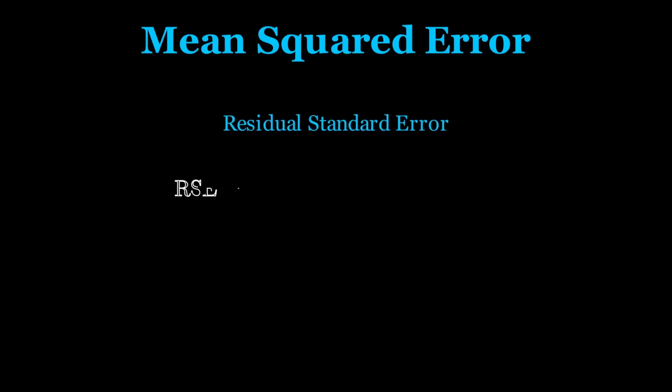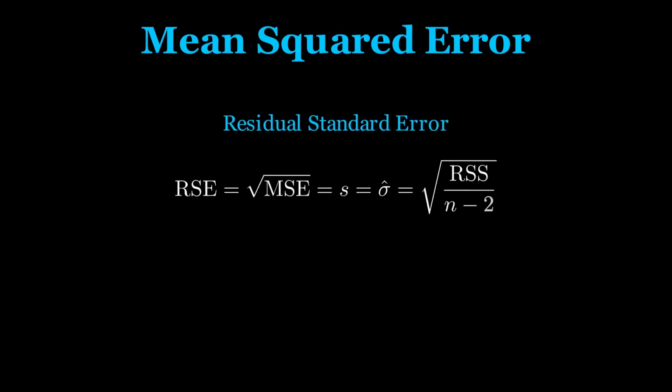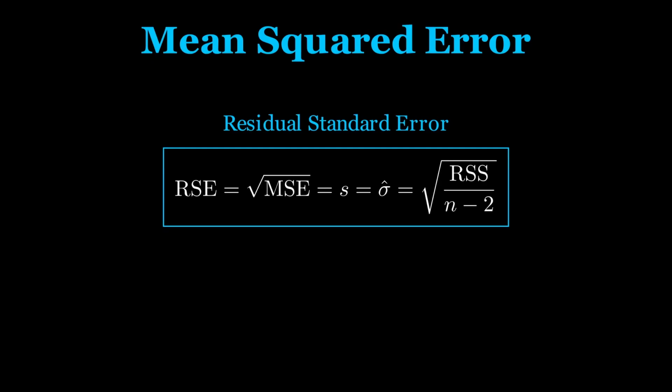It follows that the residual standard error, RSE, is simply the square root of MSE. We can also write it as s, or sigma hat, or equivalently, the square root of RSS over n minus 2. And the takeaway here is straightforward. A smaller RSE indicates a better fit.